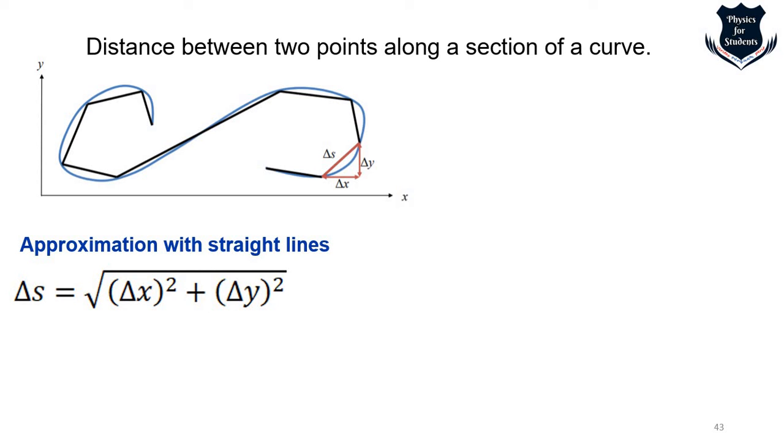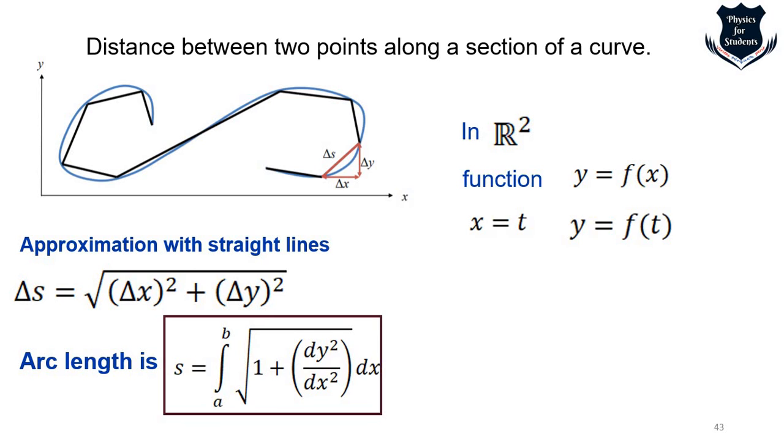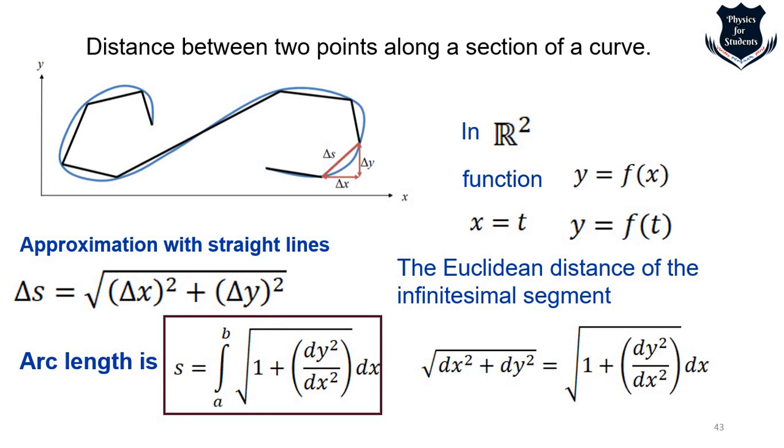So approximation using Pythagoras' theorem, we get the straight lines, and arc length is defined as this, and in R2 function y equals f of x, and if you put a value like this, then the Euclidean distance of the infinitesimal small segments turns to this, right? So this is just an intuitive understanding of how we go ahead and calculate the arc length.